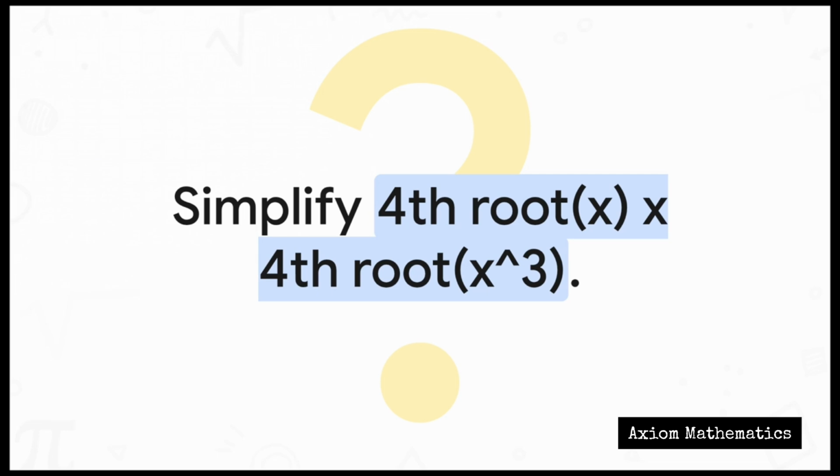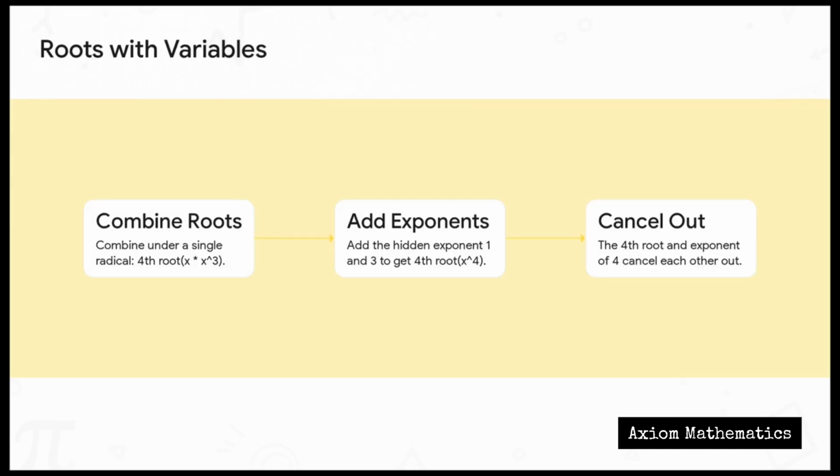For problem 8, exercise 1.2, question 1.3, we're throwing a variable into the mix. We need to simplify the fourth root of x multiplied by the fourth root of x cubed. What exactly happens when we mix our radical power up with letters? We follow the exact same logic. Step 1. Combine them under a single index 4 radical, giving us the fourth root of x times x cubed.